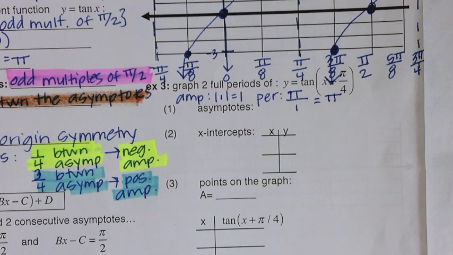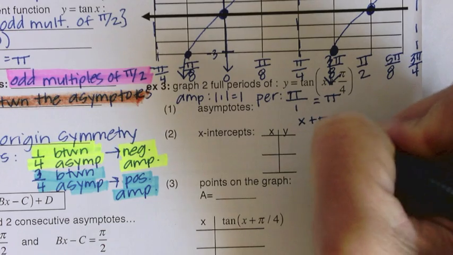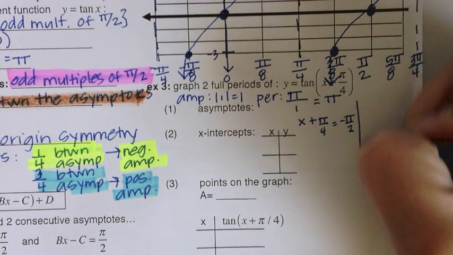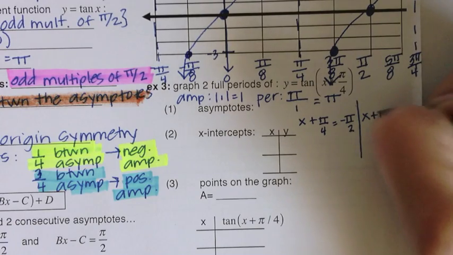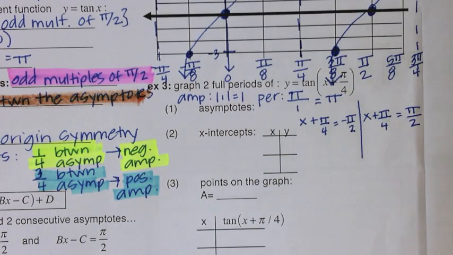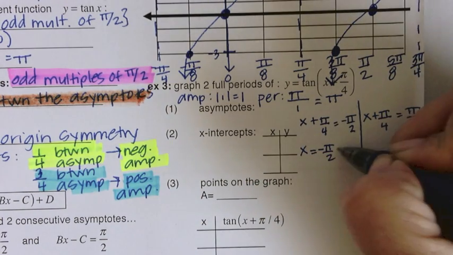We need to find our asymptotes. So where are the starting asymptotes of this parent graph? At negative pi over 2 and pi over 2. Now we have to get some common denominators here because I'm going to do negative pi over 2 and I'm going to subtract pi over 4.